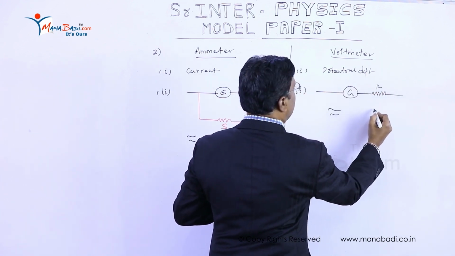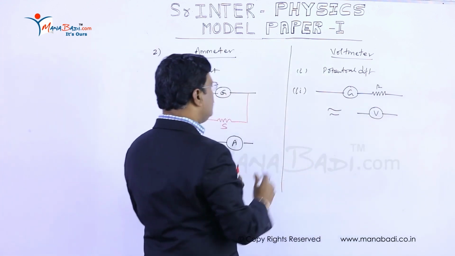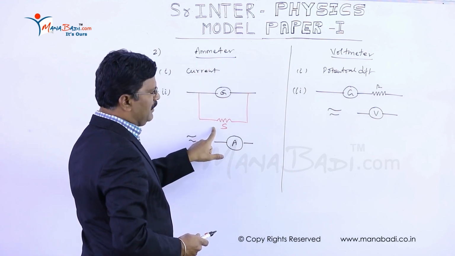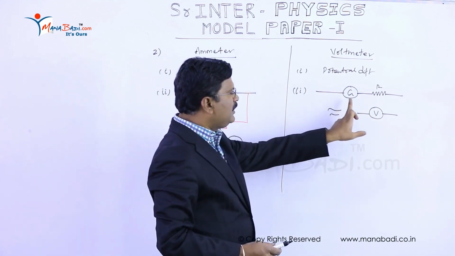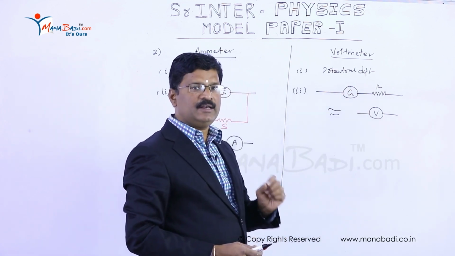That voltmeter will be shown as a circle with a symbol V. So now this is the comparison here. Galvanometer can be converted into ammeter by connecting shunt in parallel. Here galvanometer can be converted into a voltmeter by connecting high resistance in series.